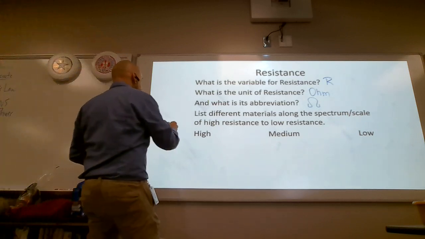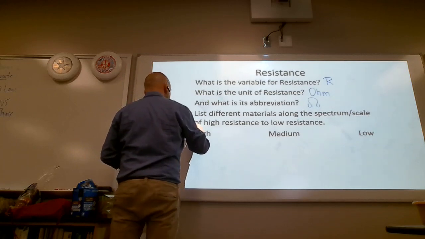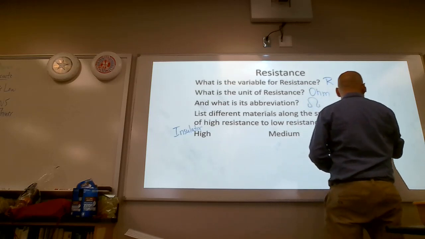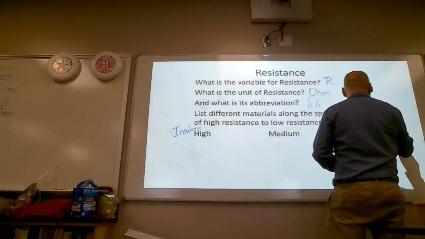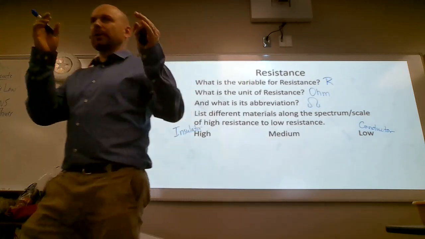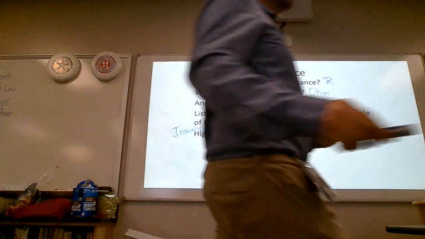Things that have a high resistance are insulators. Those that have a low resistance are conductors. But the reality is it's not a binary thing. It's not black and white. Oh, that's a conductor. That's an insulator. It's actually a spectrum. So gold is a better conductor than copper. Copper is a better conductor than steel. Steel is a better conductor than water.